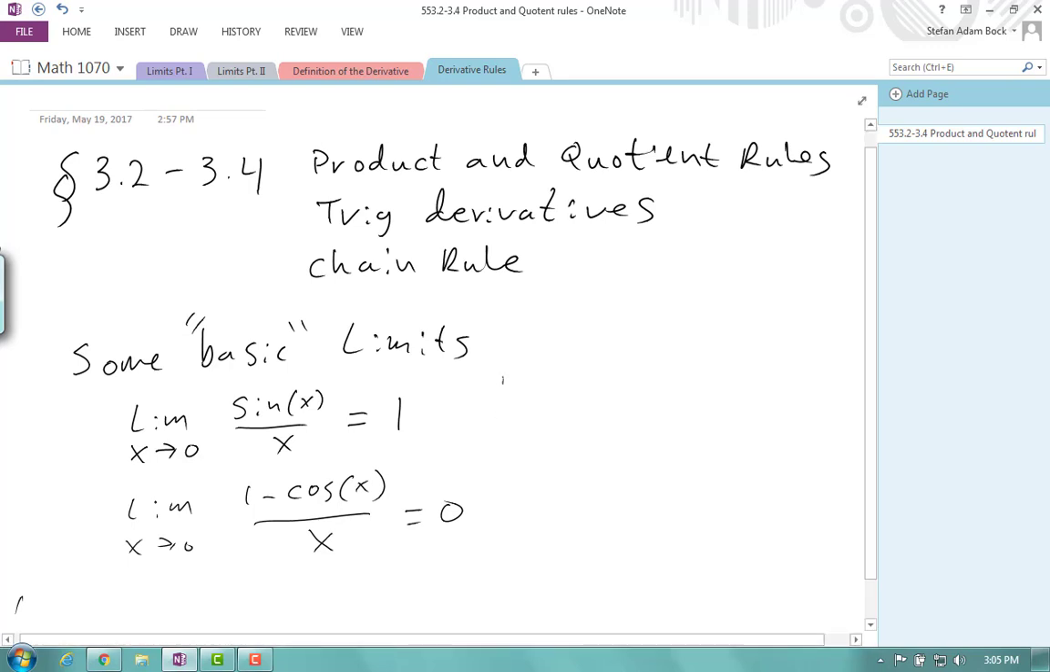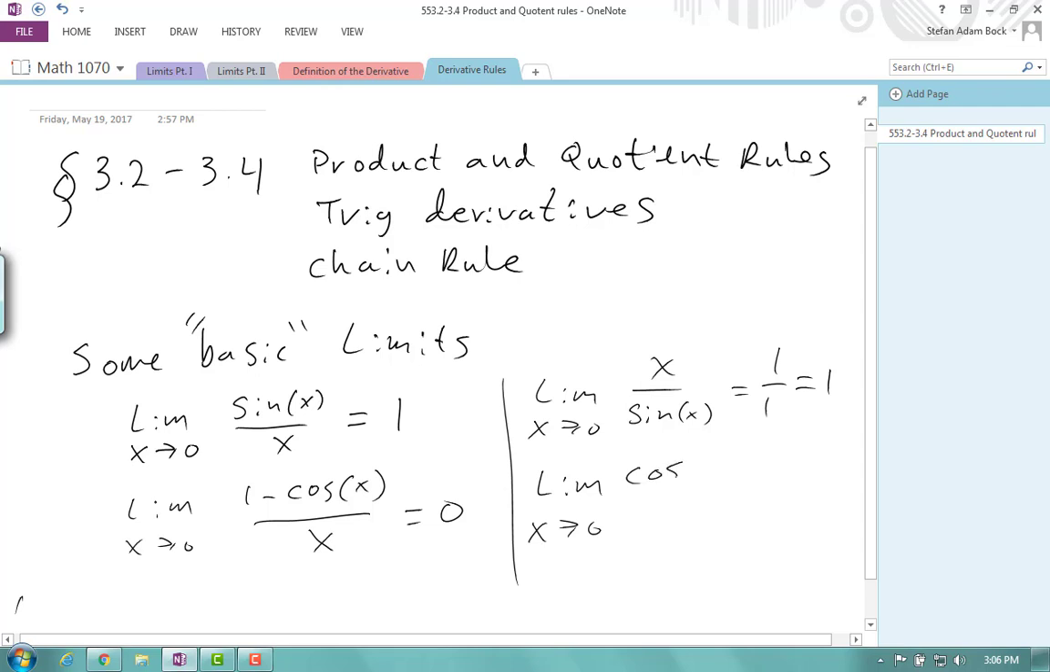Now, these have alternate forms. If I had the limit as x goes to 0 of x over sine of x, this is going to be the same thing. It's also 1. It's just you technically have 1 divided by 1 now, which is still 1. And if you had the limit as x goes to 0 of cosine of x minus 1 over x, you would have the negative of the previous limit, but this is still just going to be 0.